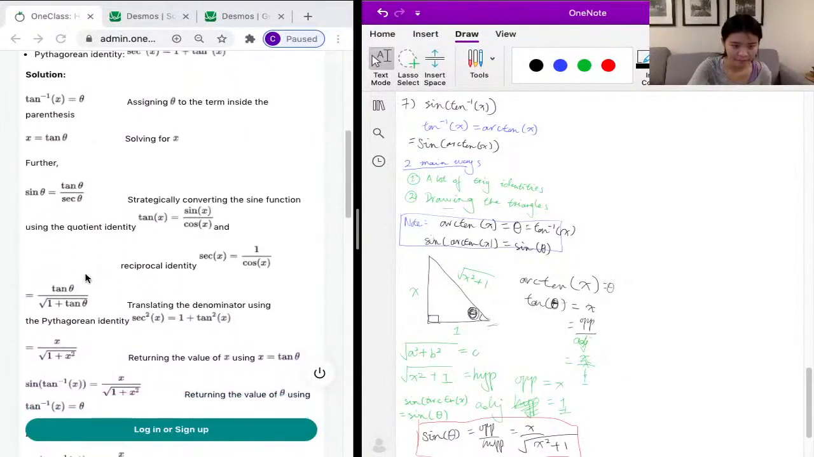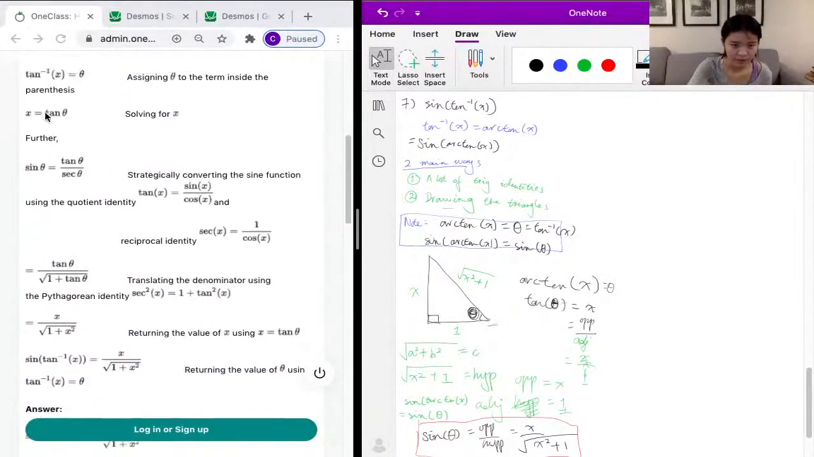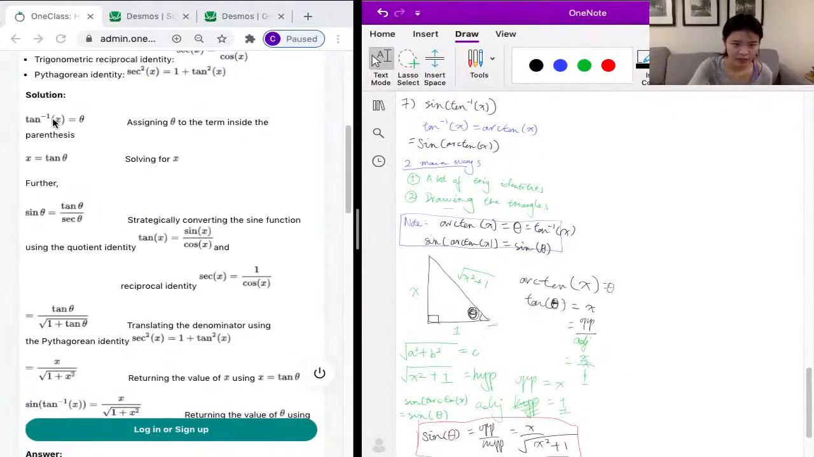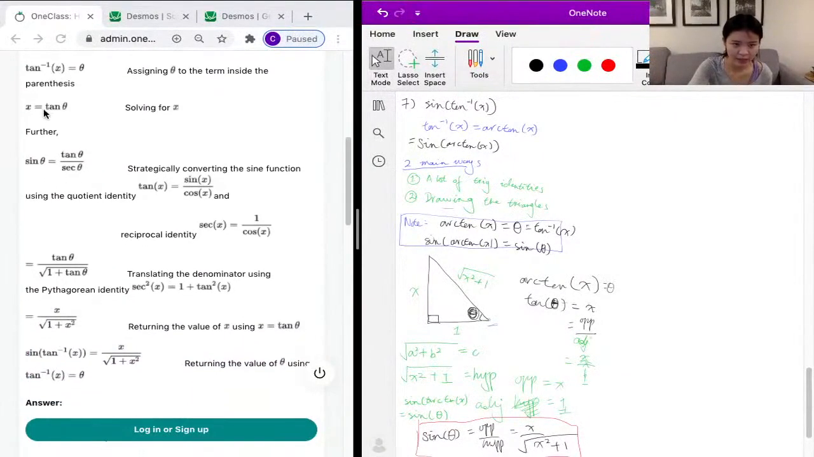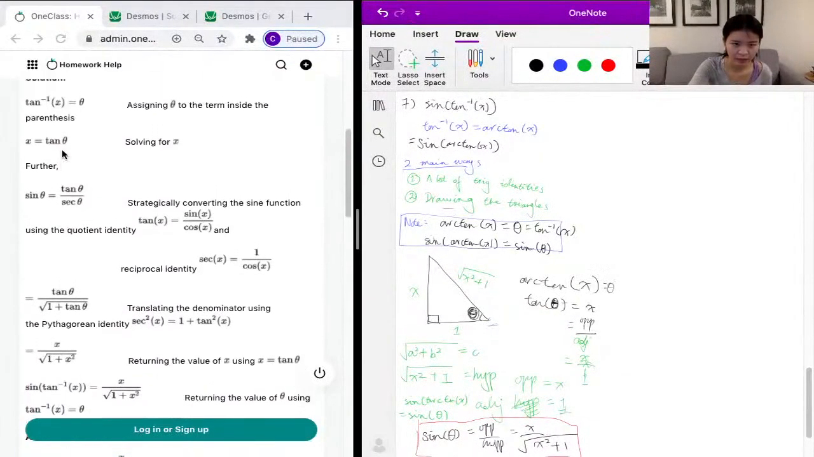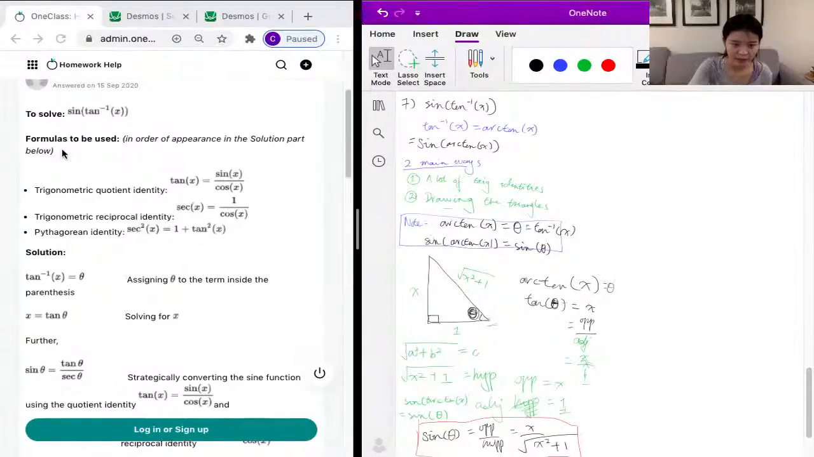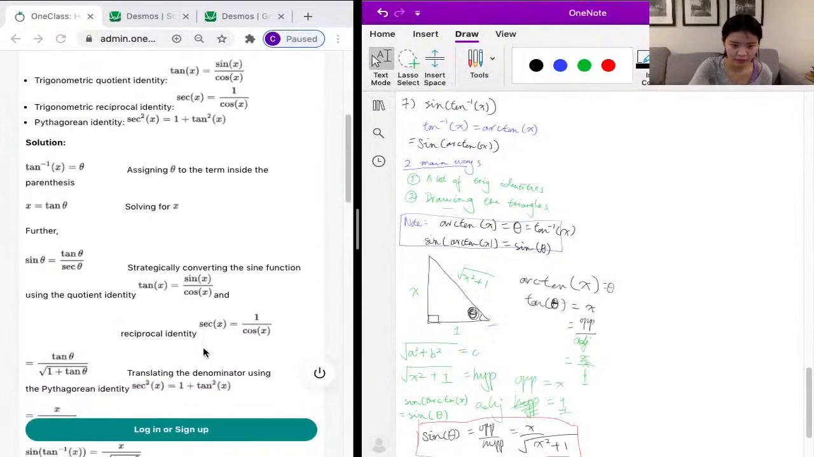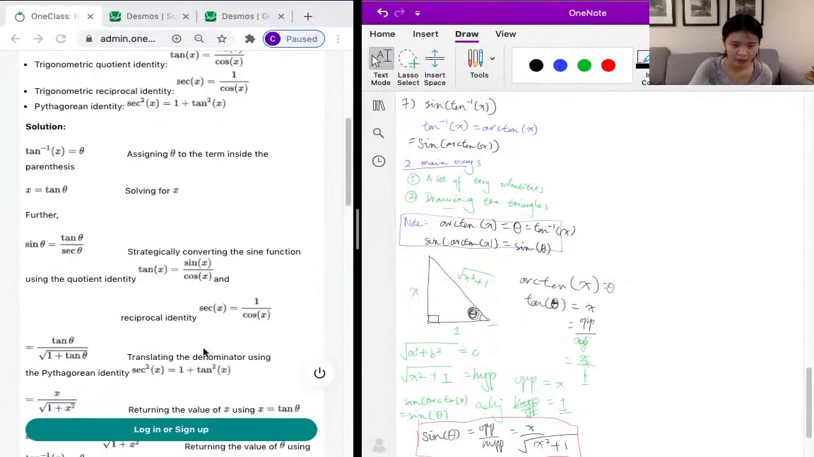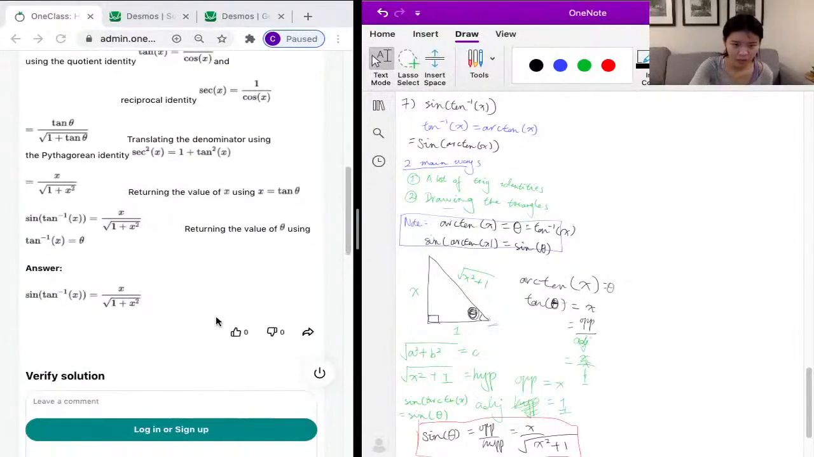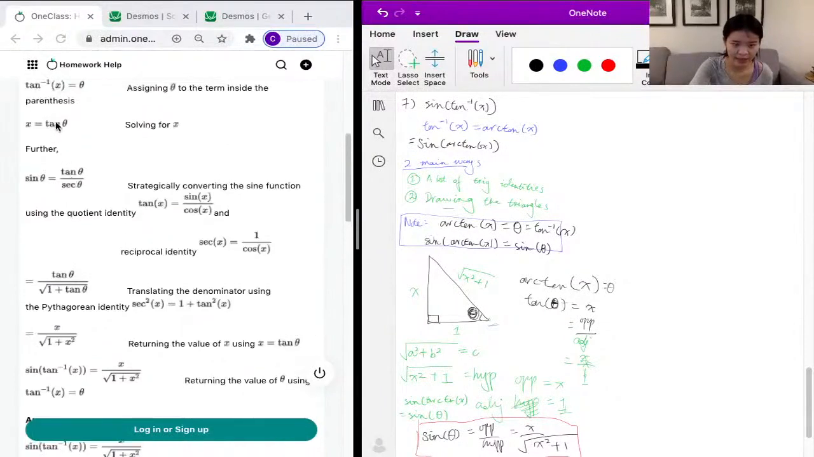Let's briefly step through their answer. The arctangent of x is theta, so x equals tan theta. Sine of theta equals tan theta over secant theta, because tan x equals sin x over cos x, and secant theta is 1 over cos x. And they just interchange the x here with the tan up above.